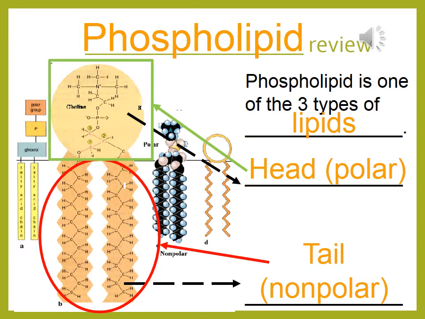So, the heads are called polar. That's because they like water. They like hanging around with water. That's why they're on the outside. The two tails are lipids. They're fats. They do not like hanging around with water, so they kind of just float towards the inside with other lipids where they feel comfortable. So they hate water.